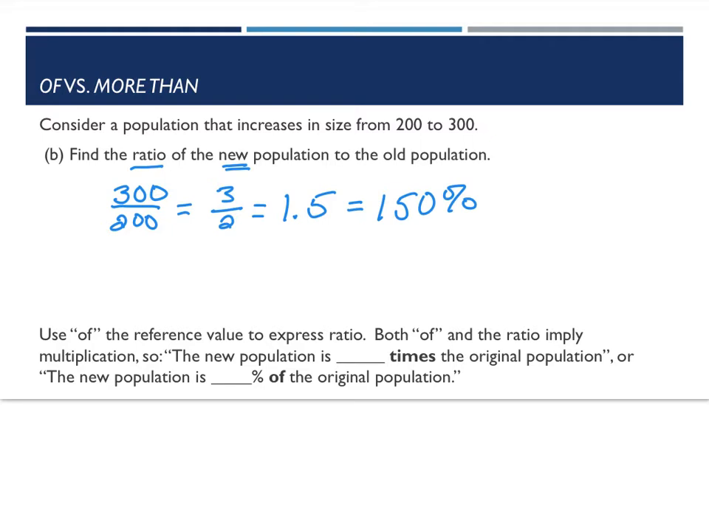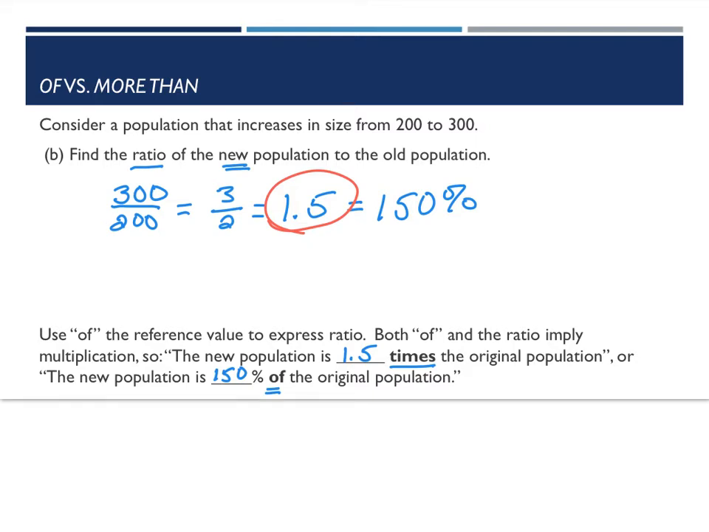The new population is how many times the original population. The number we use with times is actually the number that we got for our ratio, but written as a decimal, not the fraction. We would say the new population is 1.5 times the original. Or the new population is 150% of the original.